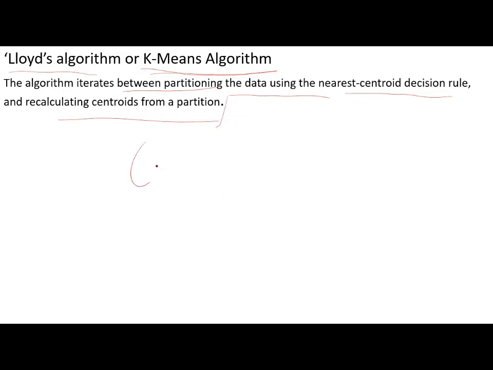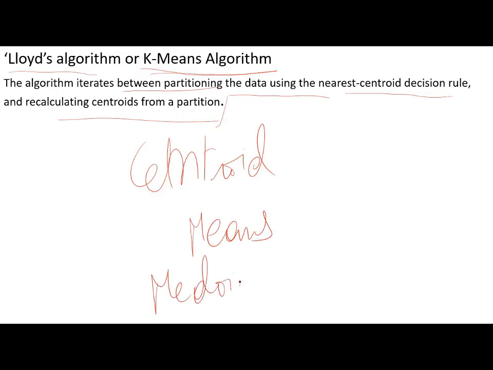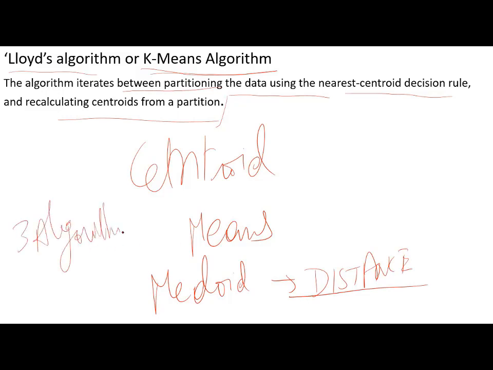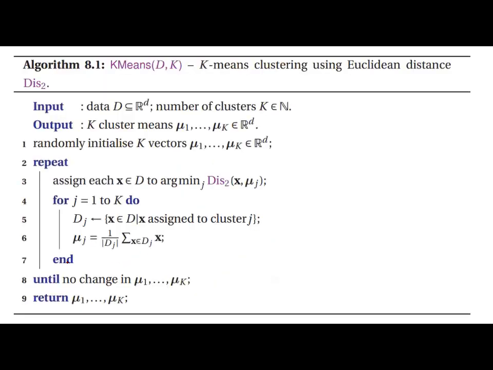K-means algorithm. If it is centroid, we need to calculate only means. But if it is medoid, we have to calculate distance to each. We have here totally three algorithms, which describe the K-means algorithm. Okay, let us see the algorithms. This is K-means clustering using Euclidean distance, dist2.